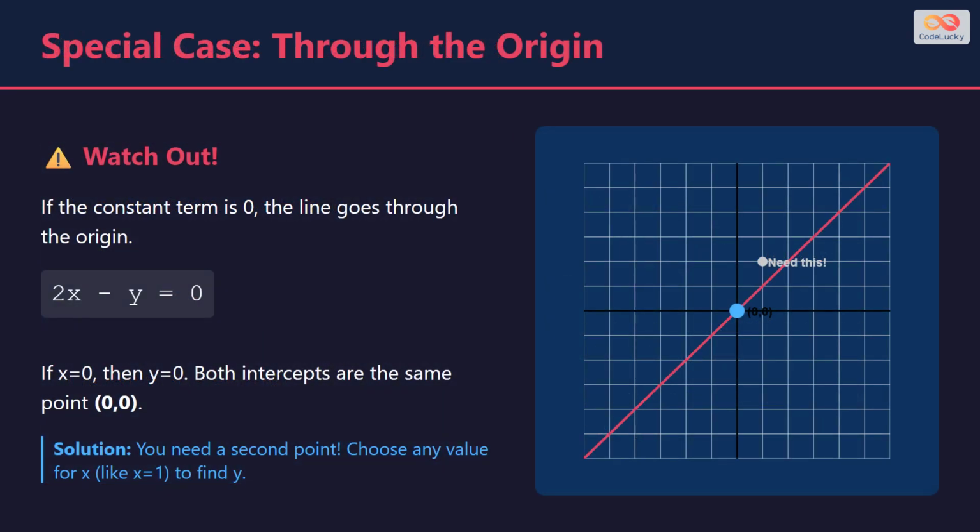There is one special case you must watch out for. If your equation equals 0, like 2x minus y equals 0, the line passes through the origin. This means both the x and y-intercepts are the same point, (0, 0). Since you need 2 distinct points to draw a line, you will have to pick another random value for x to find a second point.